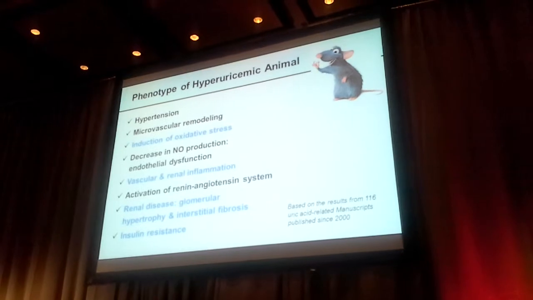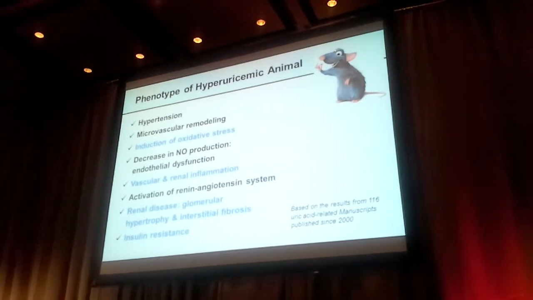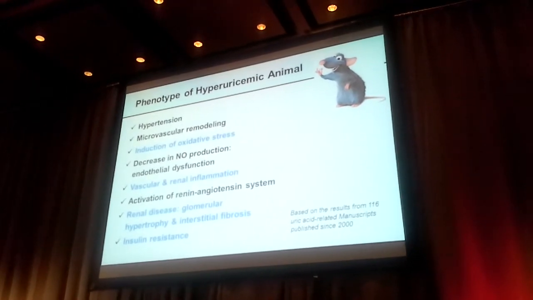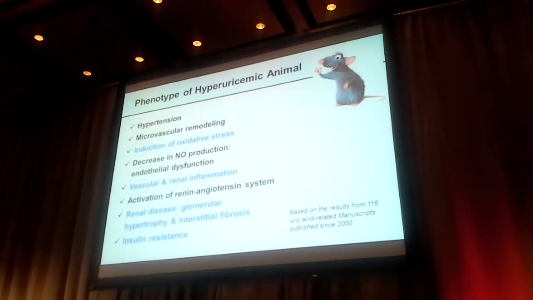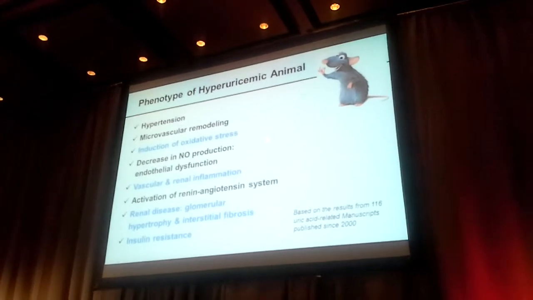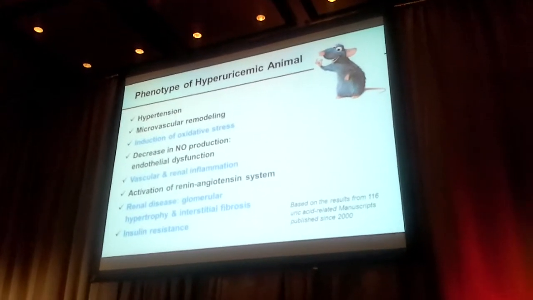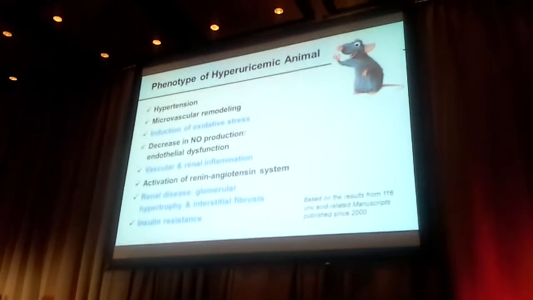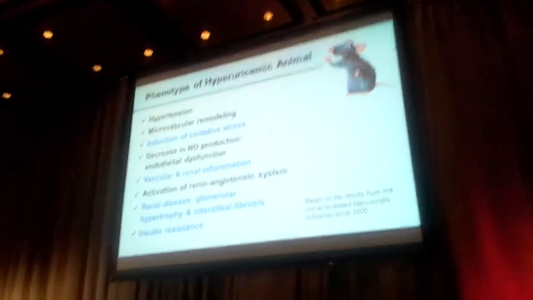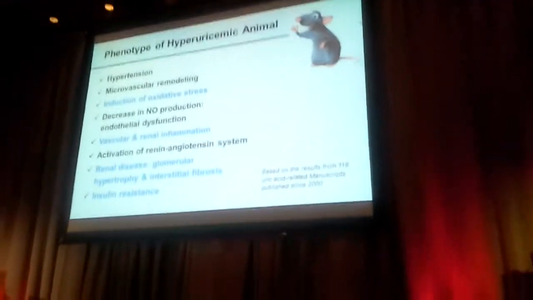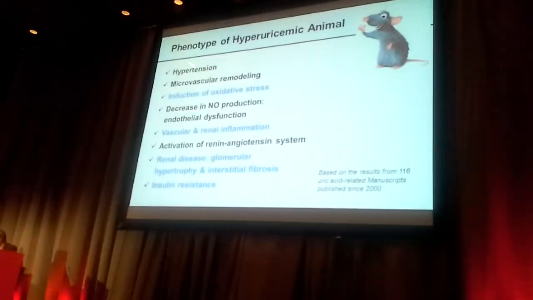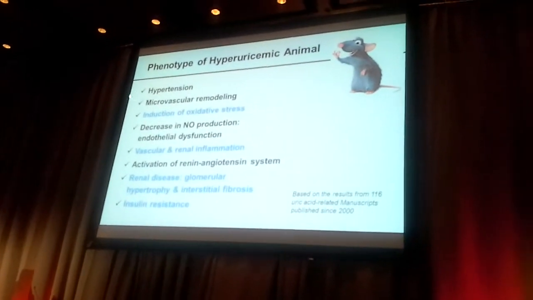To explore the role of uric acid as a cause of human disease, we made an animal model of hyperuricemia. I think it was maybe 15 years ago. To raise the uric acid level, just a mild elevation, like 1.2 to 2-fold higher than the natural level, the rats actually developed hypertension with microvascular remodeling.